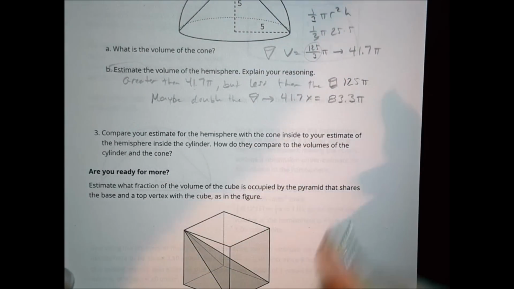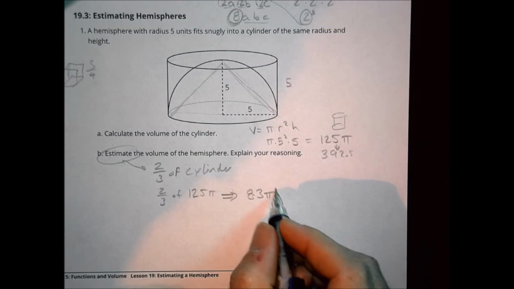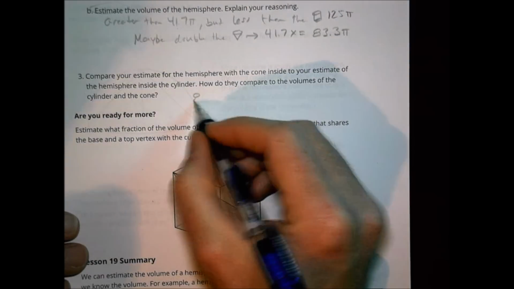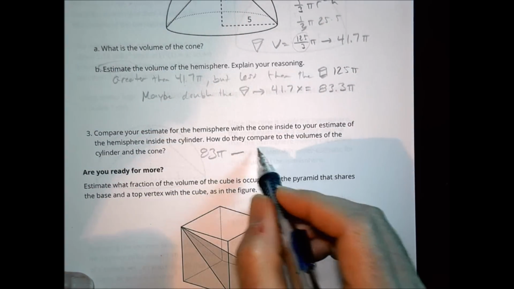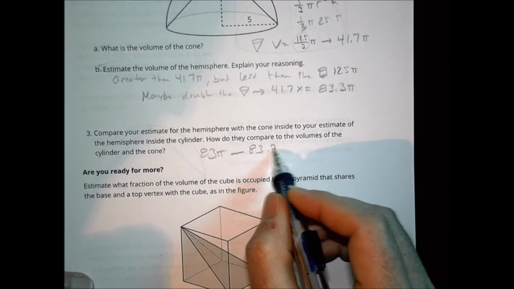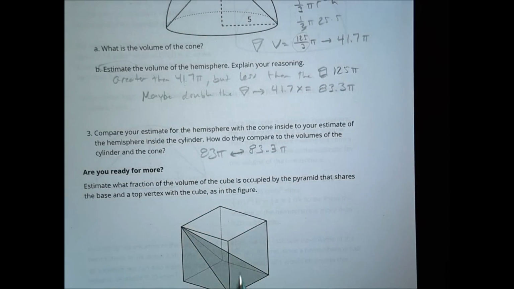So when I compare my estimates, though, the estimate on my first one, when it was inside of the cylinder, our estimate was about 83, right? And my estimate for inside the cone is also about 83.3 pi, right? So just comparing those things there, my estimates seem to be about the same. It doesn't mean that it's right. It's just an estimate, okay?